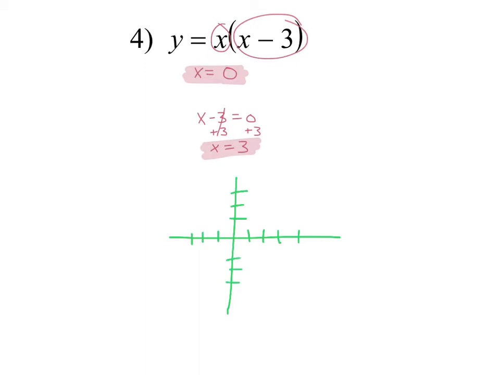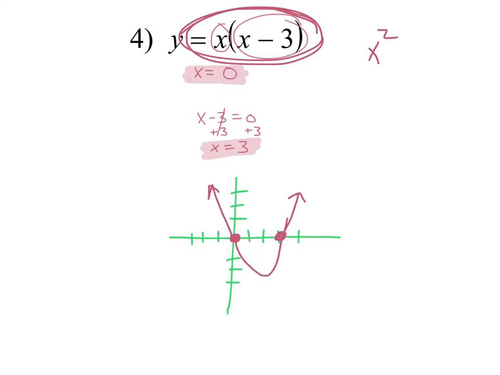Where are points going to be on our graph? 0 and 3. How many x's do we have up here in our original equation? Do any of them have a negative sign in front of it in our equation? No. So we have a positive x squared graph. So what's our end behavior of the graph going to be? And it's going to start doing what? So it's going to end going up. How's it going to start? Up. So our graph will look like that.